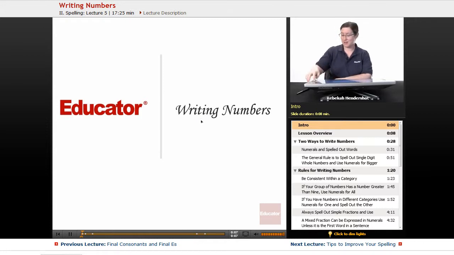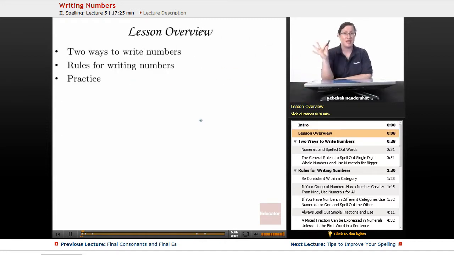Let's get started. Alright, we begin as always with a brief lesson overview. We're going to talk about the two different ways to write numbers. Believe it or not, there are two different ways, and English has some kind of wonky rules on which way to use which time. Then we're going to go over those rules, and we're going to conclude with some practice. See if you can figure out which way to write the numbers in each of the sentences.